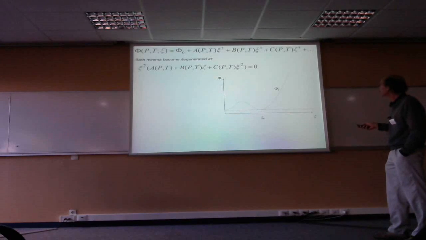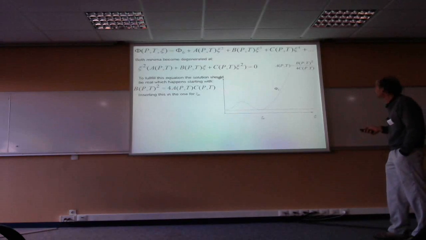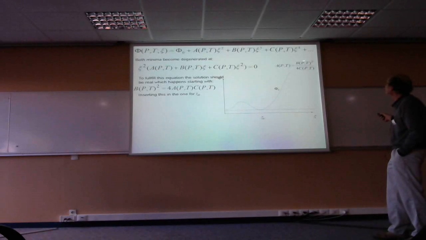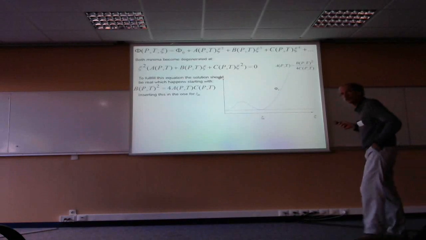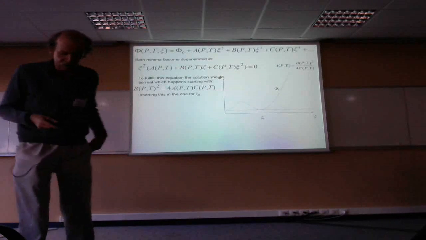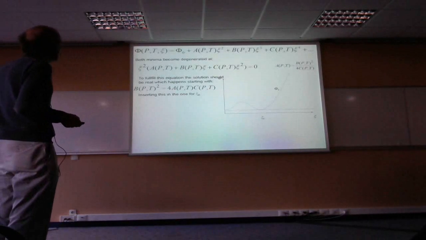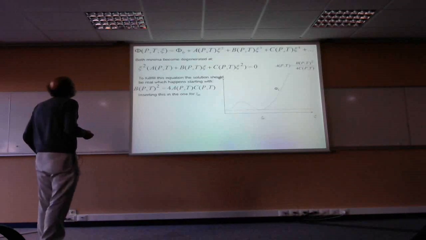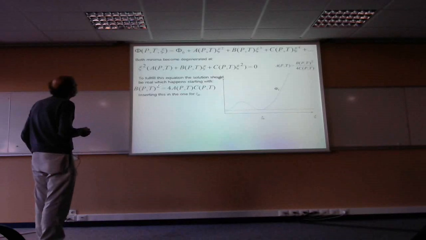So if the second term becomes equal to 0, then the condition is it happens when b squared is equal to 4ac. If this, then the square root in the solution becomes 0, and so I have a real number. So in order to fulfill this condition, we have now b squared is equal to 4ac.